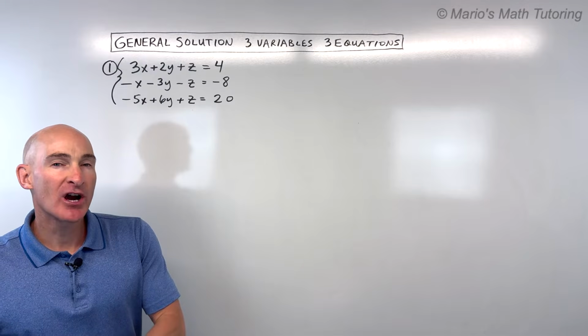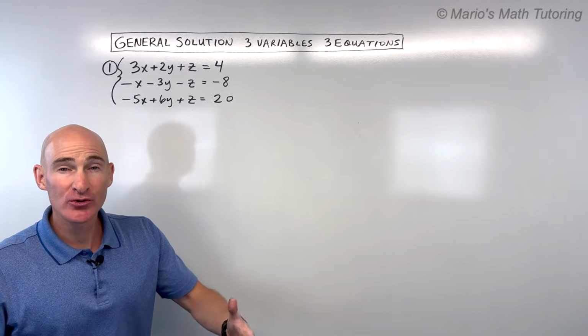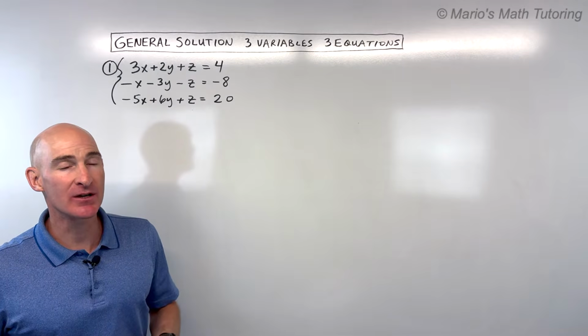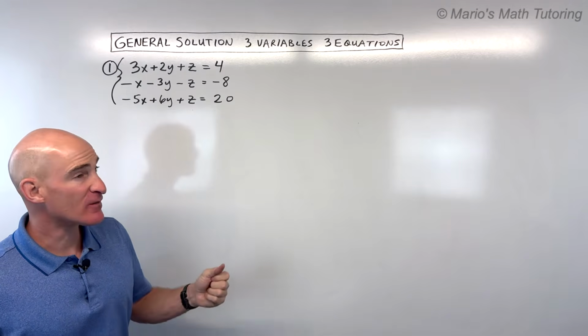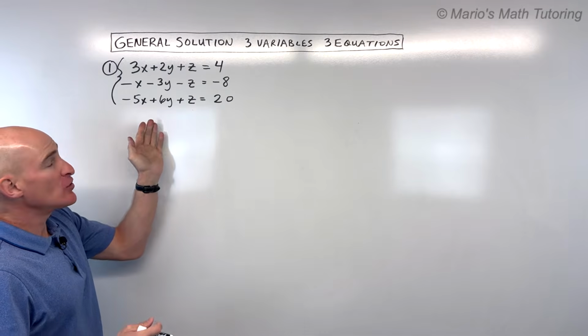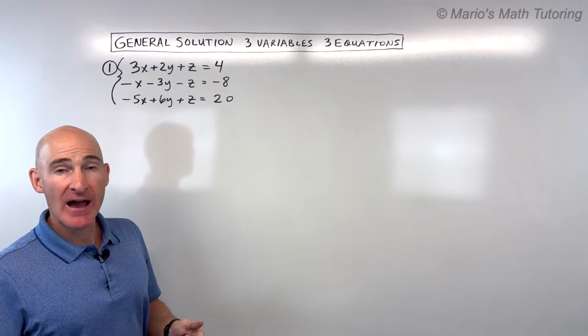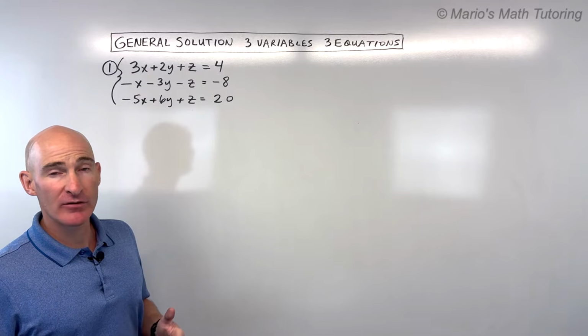In this video, we're going to talk about how to write the general solution when you have a three variable, three equation linear system. And let's dive in. So this first example, what you want to do, and you've probably learned how to do the basic process of using elimination. If not, check out one of my other videos on solving three variables, three equations.